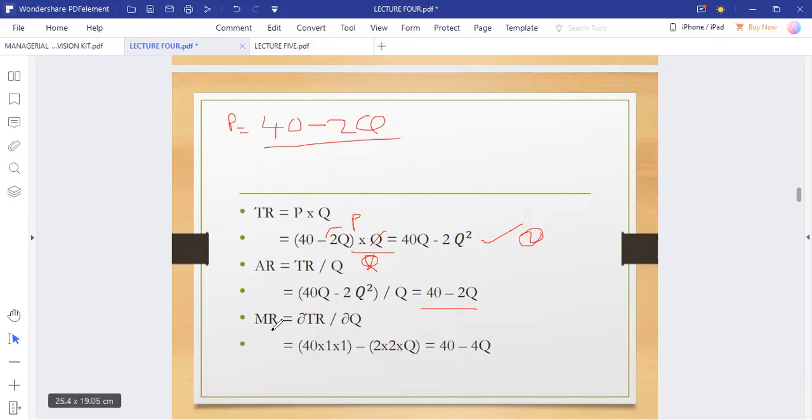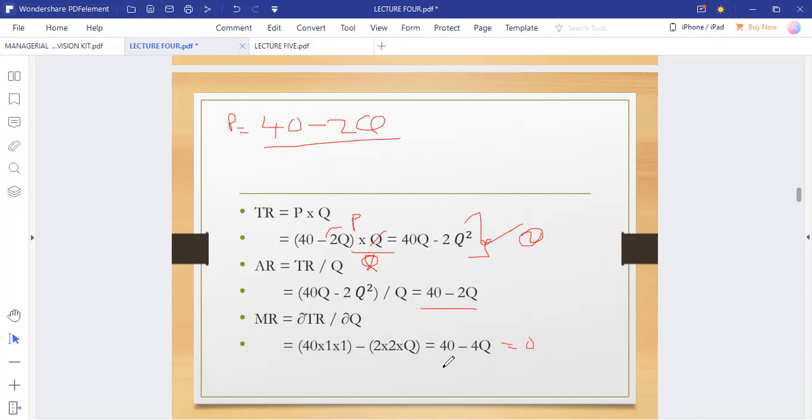And how do you find the marginal revenue? Our marginal revenue will come from 40Q minus 2Q squared when you differentiate this one here. 40Q becomes what? 40. 2Q squared becomes what? 4Q. This becomes our marginal revenue. If you're asked to maximize revenue, you simply put this to zero.